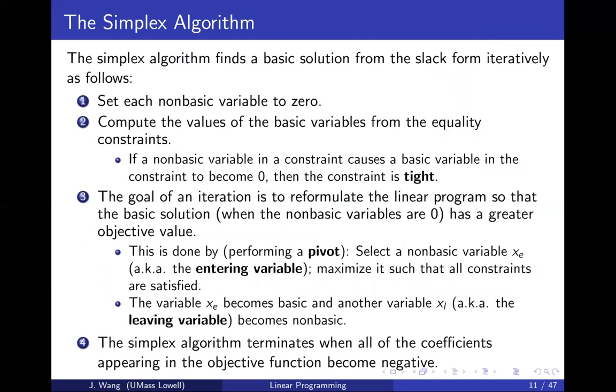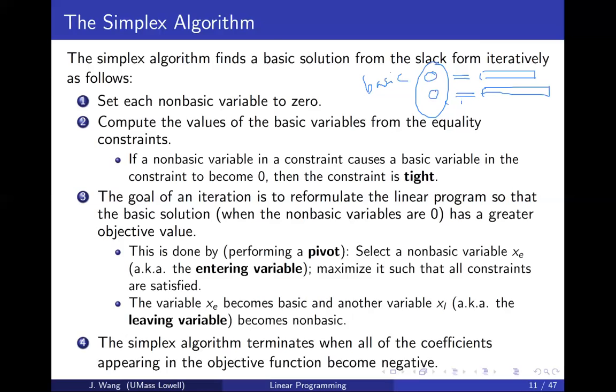Okay, so let's just go over this algorithm first, then we're going to use an example to explain how this algorithm works. The simplex algorithm finds a basic solution from the slack form iteratively as follows. Remember the slack form at the beginning, we have all the slack variables at the left-hand side, and then there is a linear function, slack variable, linear function, and so on. So all of these are slack variables at the very beginning. They are basic variables.